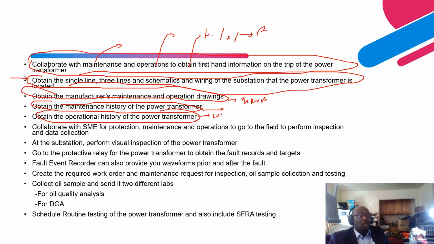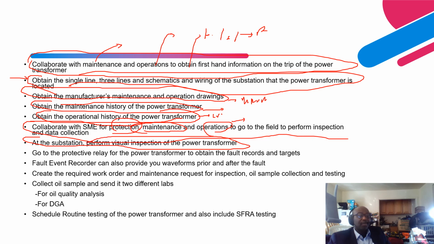Next, you want to collaborate with the subject matter experts for protection, because once a transformer experiences that trip, protection comes into play, along with other maintenance engineering disciplines and high voltage engineers and operations. Then you schedule a field visit to perform inspection and data collection. At the substation, that is when you perform your visual inspection of the transformer. Very, very important: see if there are any leaks.